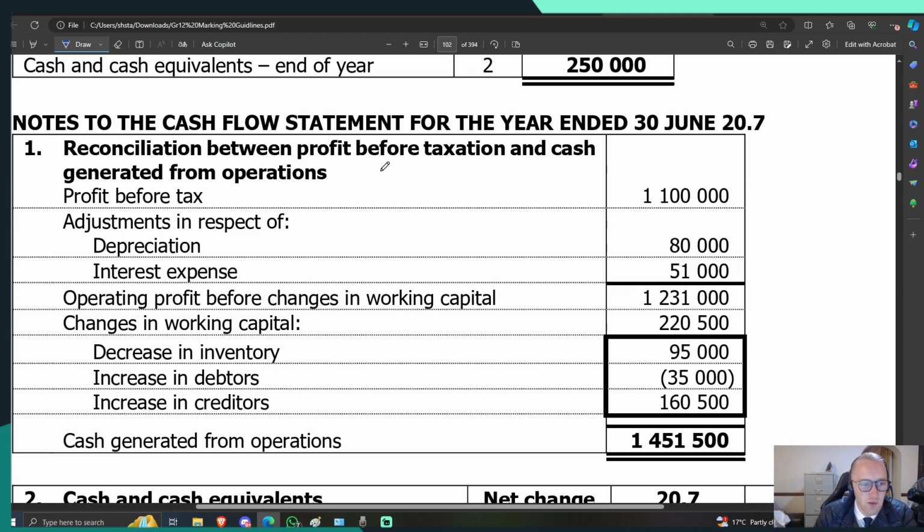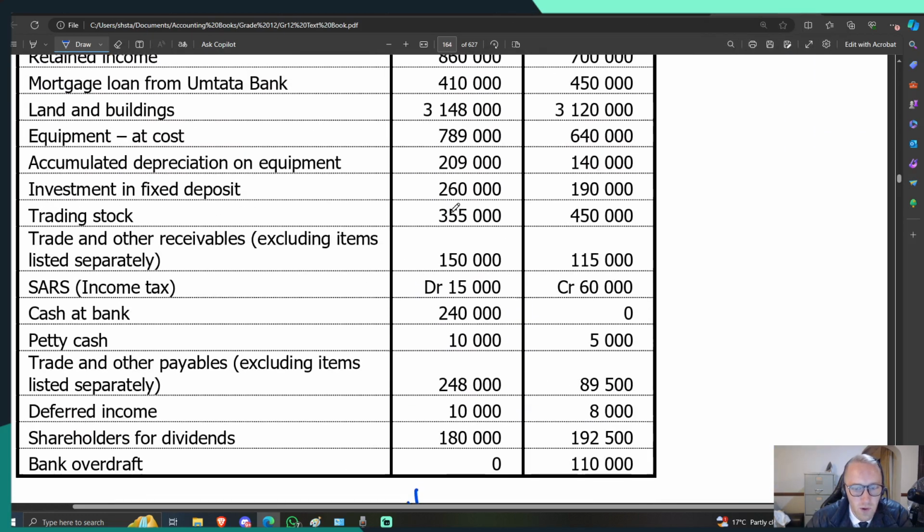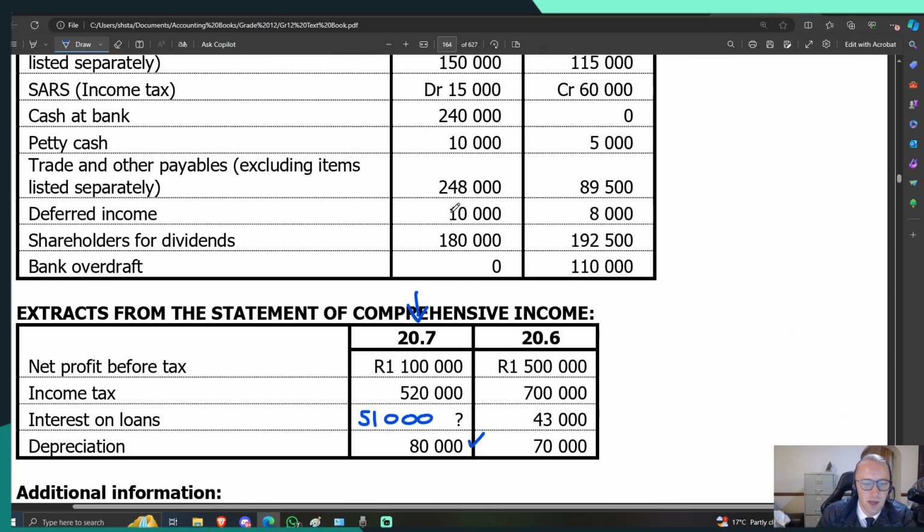So here's note 1. Remember that the first thing we want to do is calculate operating profit before changes in working capital. And the way we do that is by taking our profit before tax and add back depreciation and interest expense. So let's find that information in what they gave us. Profit before interest and tax is given to us in this extract from the statement of comprehensive income over here, 1,100,000. Now we do not use the 1,500,000 because we need the net profit before tax of this year, not last year. We don't need this.